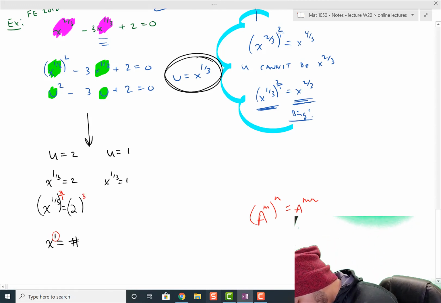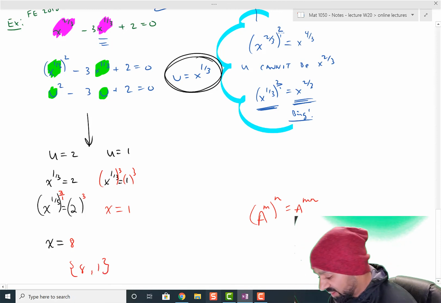When I do that, that lets me know that this is going to be 1, which is just regular old x. Great. And that's going to be equal to 8. So what's the moral of the story? Raise it to the reciprocal is a big piece of the puzzle. So your answers are 8 and 1. Again, do not forget to plug them in and check them, because sometimes they will not work.